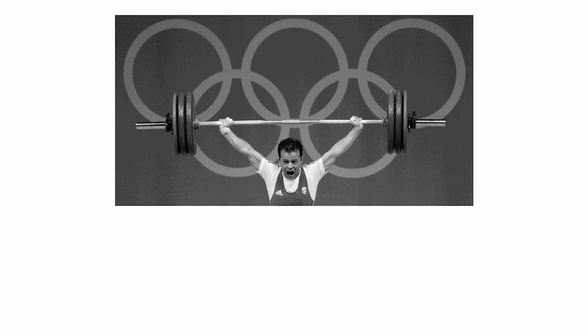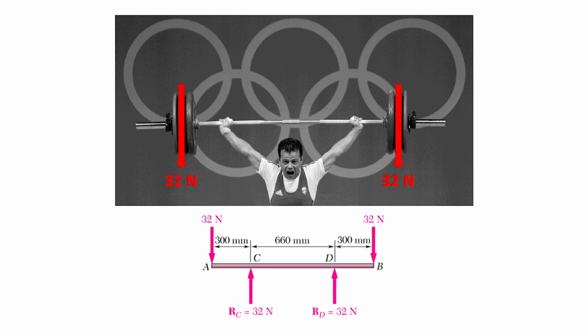Then, look at this figure of Olympic weightlifting. Let's say each load at the right and the left is 32 newtons, and the person lifts the bar at the center and it is symmetric. Then we can draw a free body diagram like this. Loads at A and B are the external loads, and the loads at C and D are the reaction loads, or loads supported by his hands. After applying the static equilibrium equations, we get the values of RC and RD.